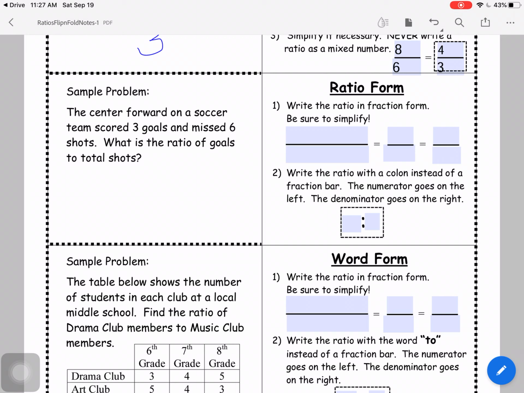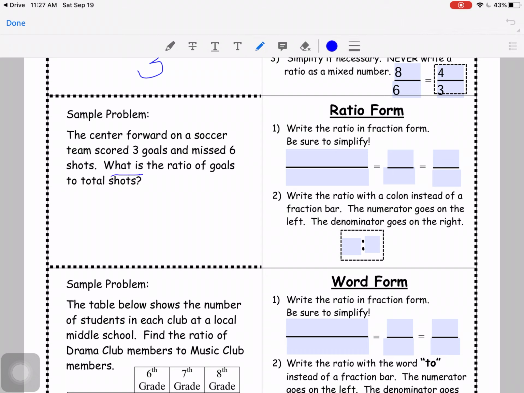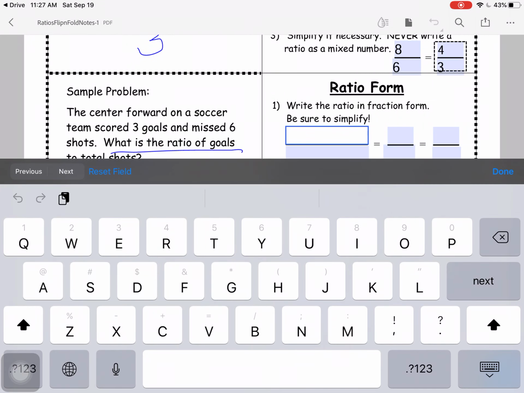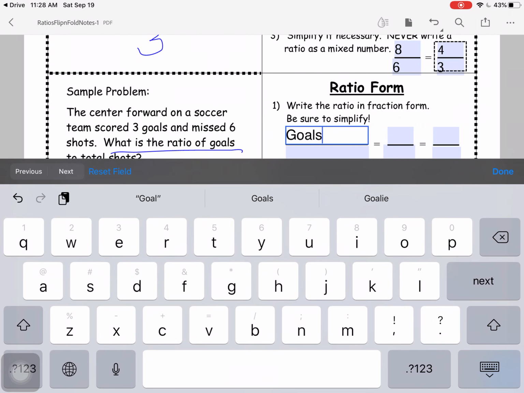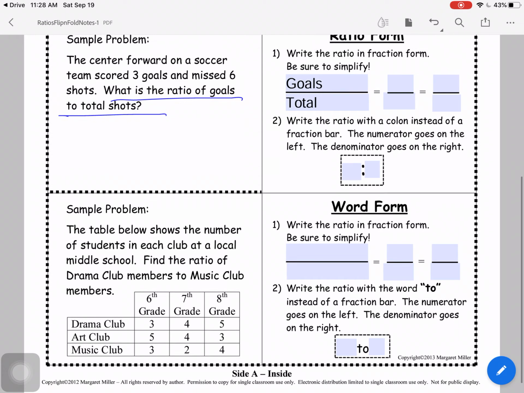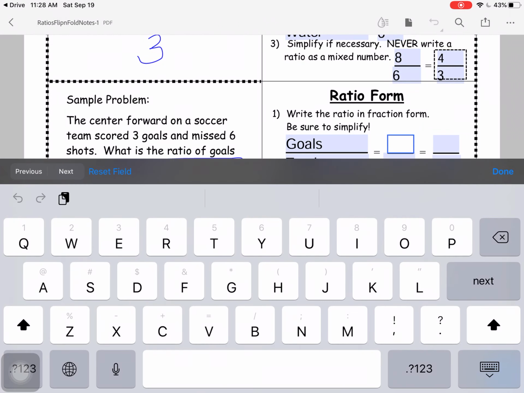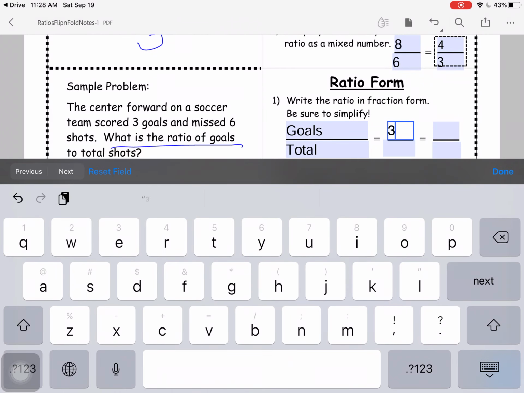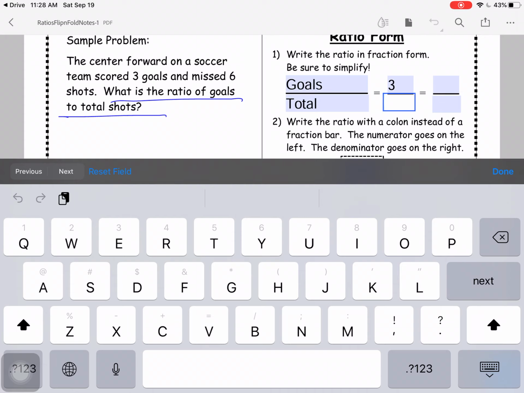All right, the center forward on a soccer team scored 3 goals and missed 6 shots. What is the ratio of goals to total shots? With ratios, we have to make sure that we write it just the way that they say it. So this is comparing goals to total shots. The ratio of goals, so we're going to write goals, to the total number of shots. All right, so the number of goals he made was 3. And the number of total shots was 6 missed plus the 3 he made, which is 9.